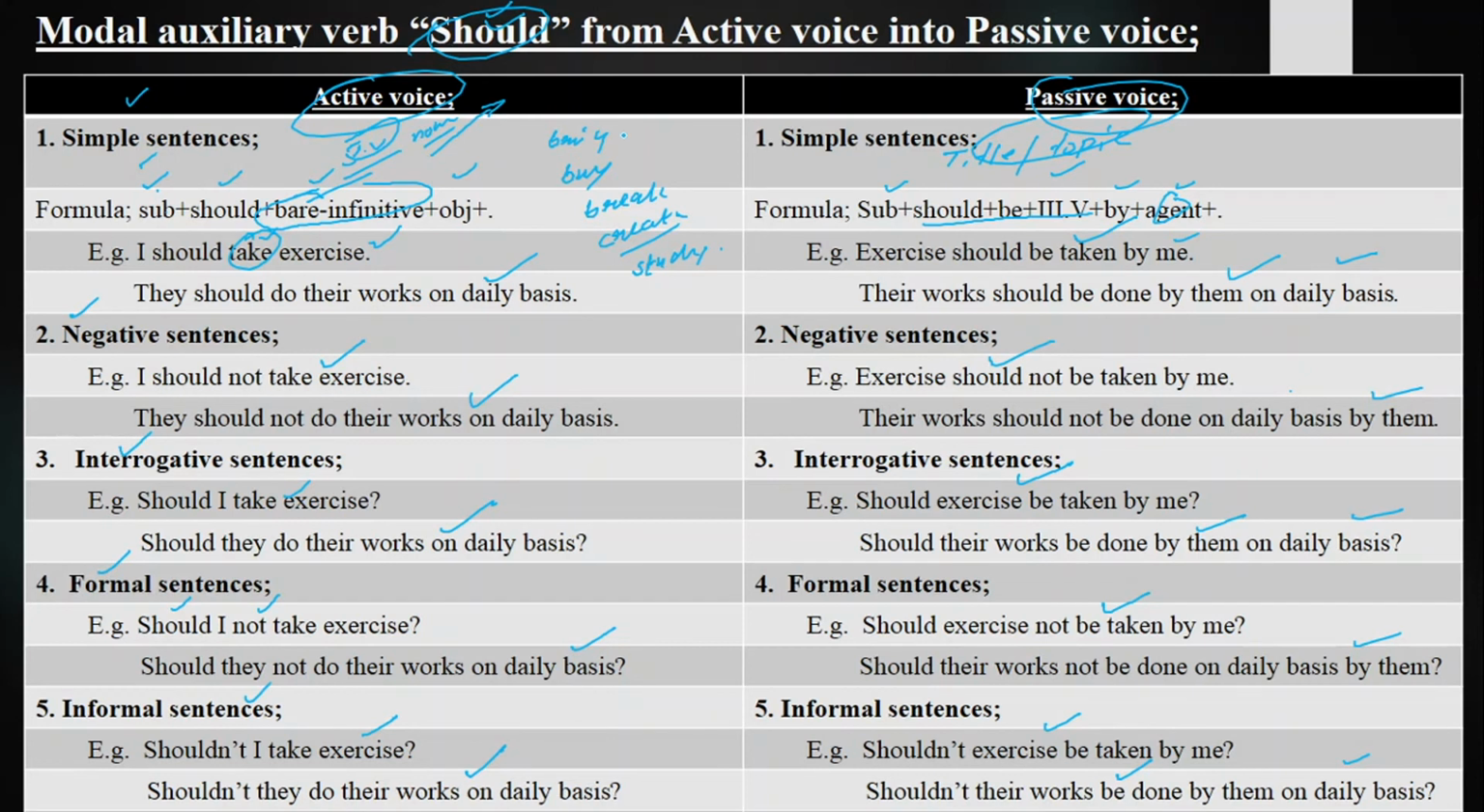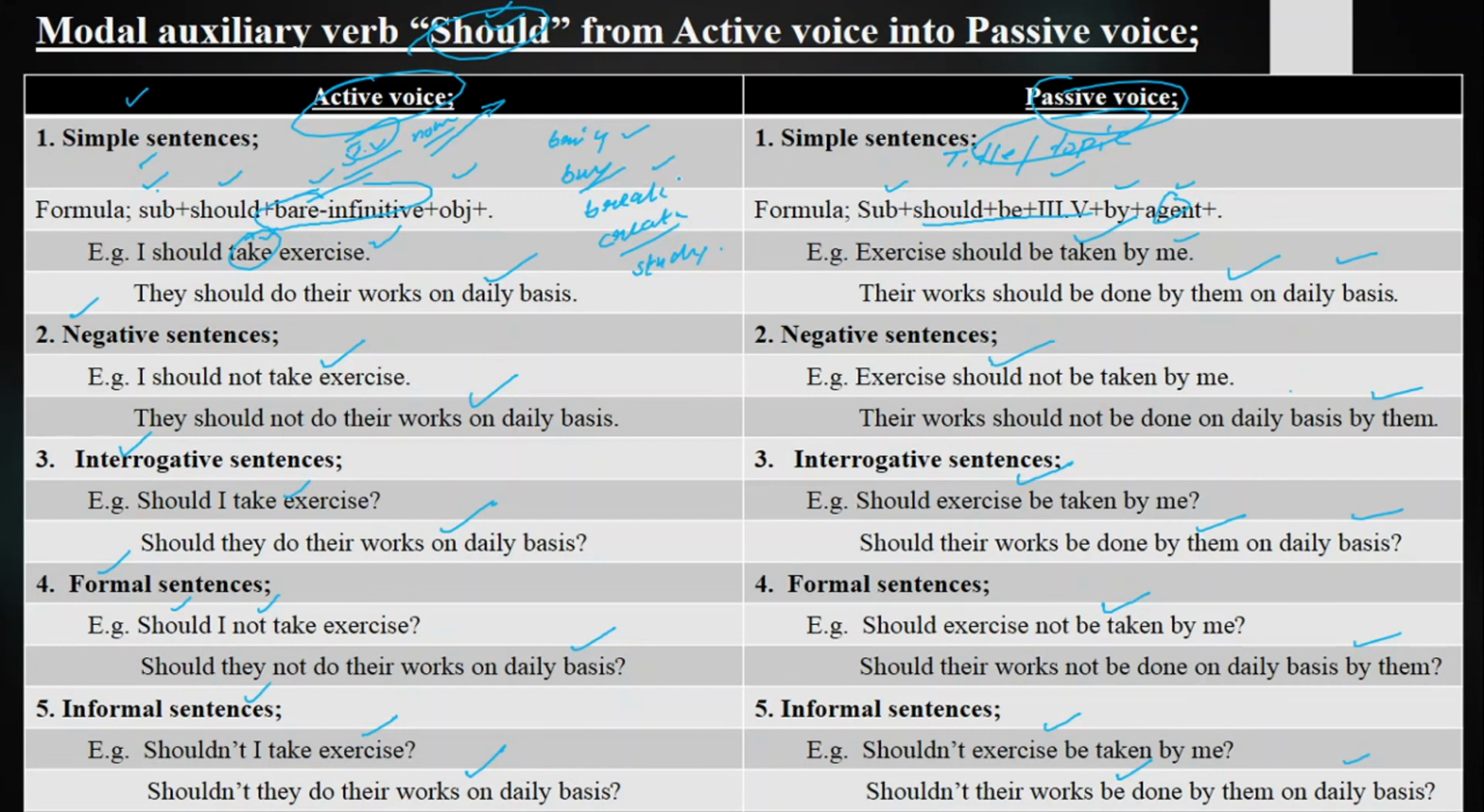Like I say bring: he should bring water. Water should be brought by him. Water should not be brought by him. Should water be brought by him? Should water not be brought by him? Shouldn't water be brought by him? Buy: she should buy a car. A car should be bought by her. A car should not be bought by her. Should a car be bought by her? Should a car not be bought by her? Shouldn't a car be bought by her?